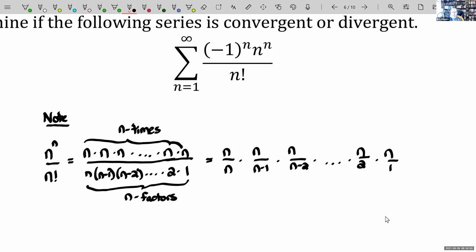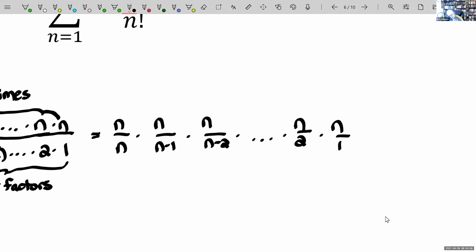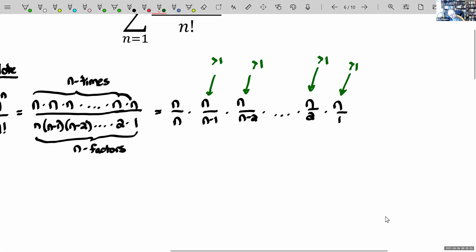It's greater than 1. It's greater than 1. It's greater than 1. Yeah, okay. So notice that this right here is greater than 1. Think about just plugging in any number of n that you want. 10, right? That's 10 over 9. It's greater than 1. And this one right here, definitely greater than 1 as well. And so on and so forth. This is definitely greater than 1 as well, actually. And so is this. So we could say that this is greater than 1 times 1 times 1 times dot, dot, dot times 1.